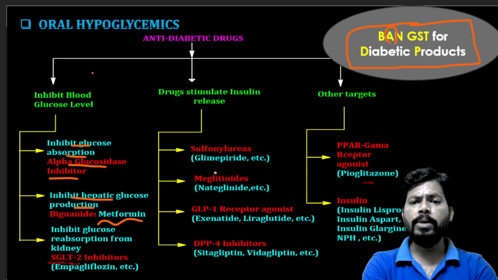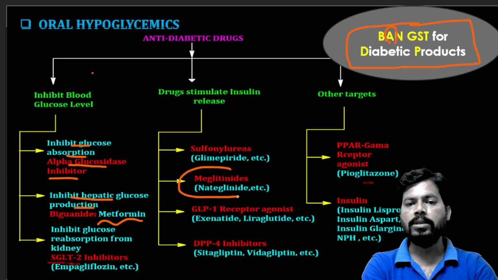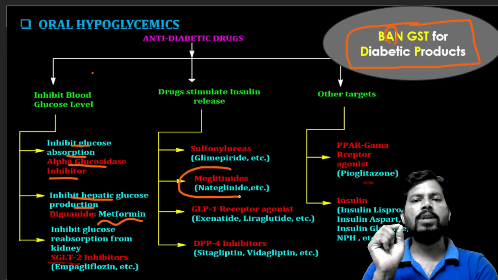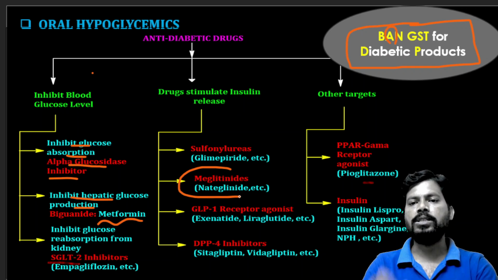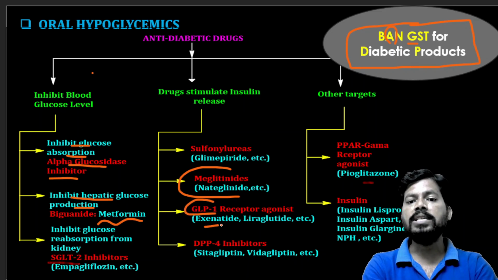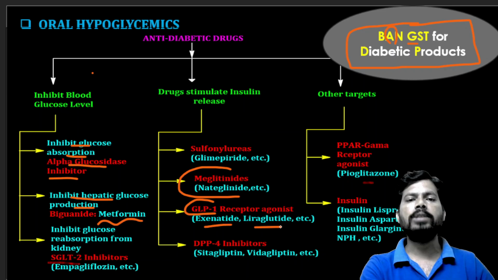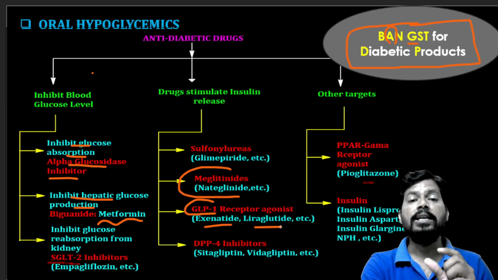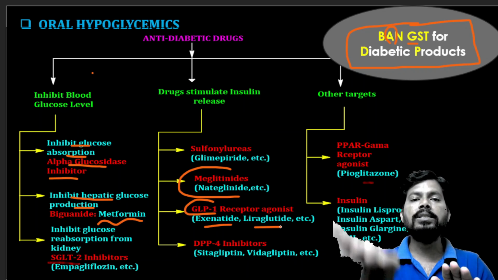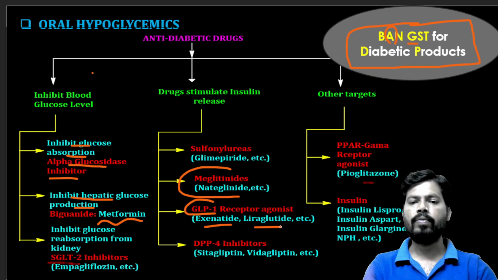Next, N. N means non-sulfonylureas, nateglinide, repaglinide. Both sulfonylureas and non-sulfonylureas have the same mechanism of action, but they differ in their chemical structure. Next, G. G means GLP-1 receptor agonists, exenatide, liraglutide. These two drugs agonize the glucagon-like peptide 1 receptor and increase the release of incretins. Incretins are substances that increase insulin function and decrease glucagon function.